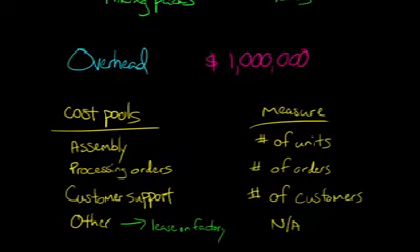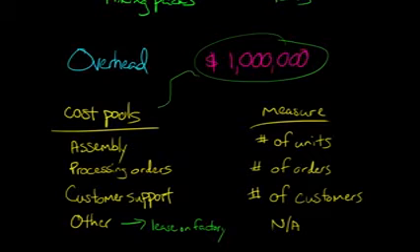So now that we've got our cost pools, what we need to do is take this $1 million and spread it throughout these cost pools. So assembly is going to get some, processing is going to get some, customer support, and then they're all going to get some.